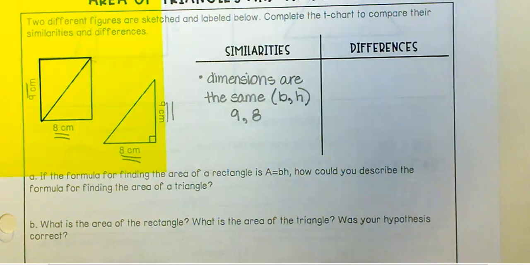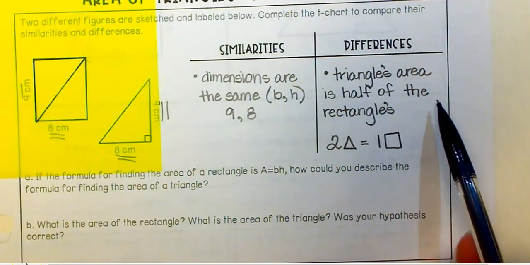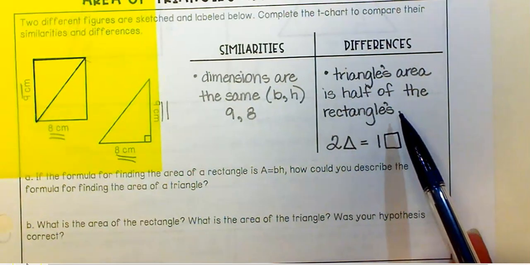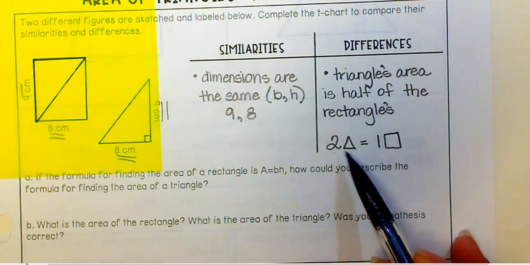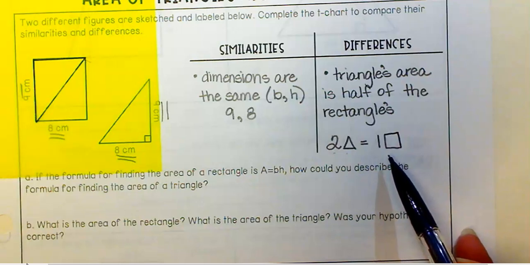So let's talk about some differences. Okay, so what I wrote was that the triangle's area is half of what the rectangle's area is, or in other words, it takes 2 triangles to equal that 1 rectangle, okay?